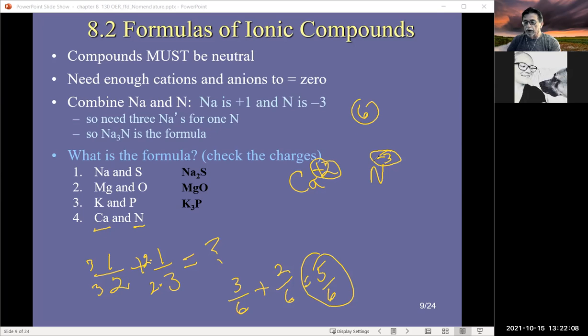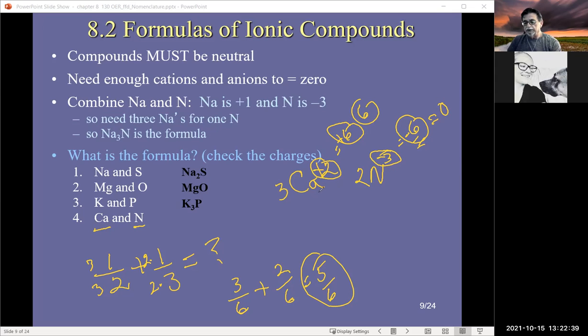Okay, and so I need to add enough -3s to give me 6. So obviously that's a 2. That gives me a total of -6 for the nitrites. Okay, for the calcium ion, I need to have 3 calcium ions because that gives me a total of +6. And guess what? Now I got +6, -6, that equals 0, okay?